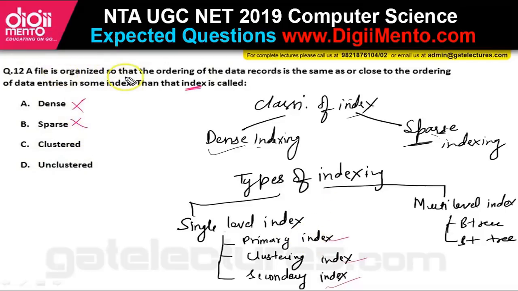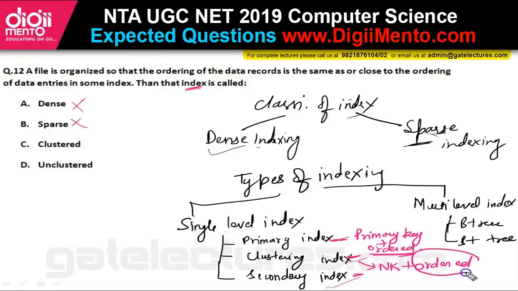Now they are saying a file is... let me tell you how these are different from one another. In primary index we order our data on the basis of the primary key, and the data records must be ordered. In clustering, it can be a non-key, but the data records should be ordered. Those are the data records they are talking about here: the ordering of the data records is the same as or close to the ordering of data entries in some index. So it is clustering here, not unclustered. In secondary it can be non-key and unordered. So these are different classifications. You can read in detail about these. So the answer here is clustered.